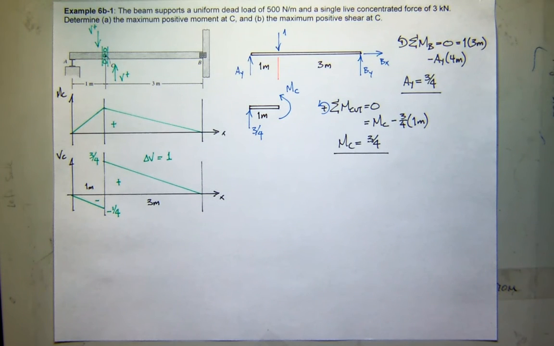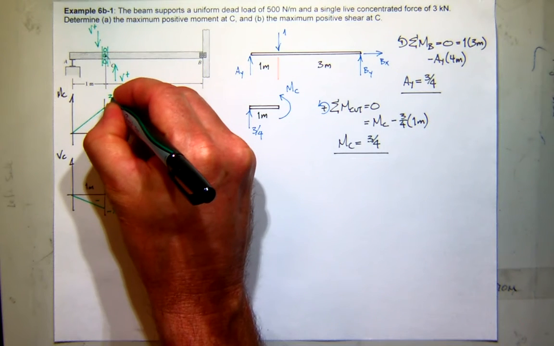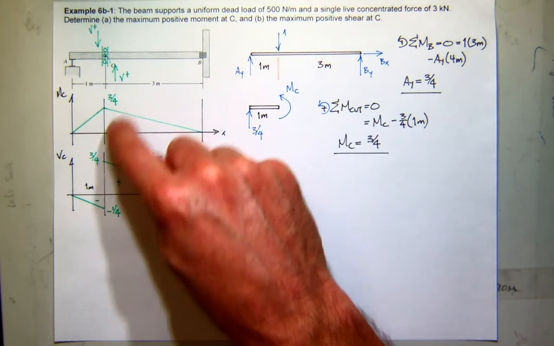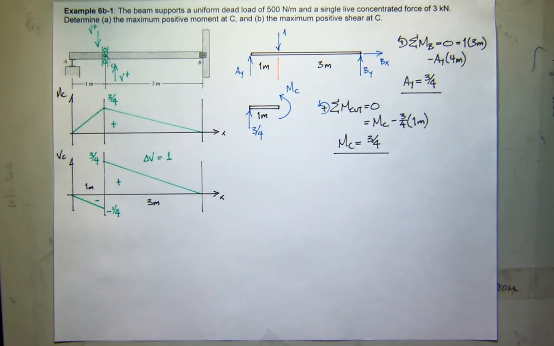So that means this value here is, interestingly enough, also 3/4. There's no pattern to be seen here. It's just coincidence. Any questions about that? Yes, Mr. Brown.